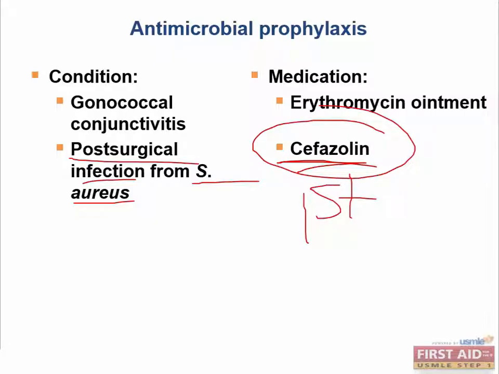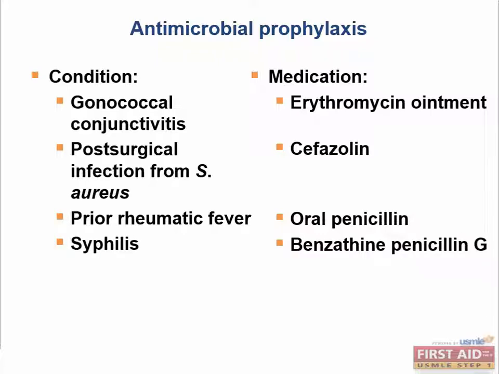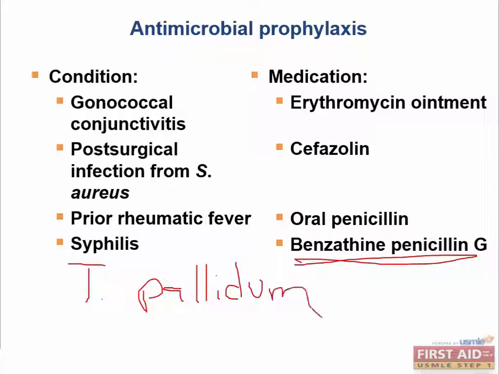Very good. And finally, penicillin G can be given to prevent rheumatic fever in order to prevent another episode of strep pharyngitis. And finally, one more, penicillin G can be given to prevent syphilis in susceptible patients. Do you remember what bacteria causes syphilis? Remember, it's a spirochete, Treponema pallidum. Very good. So now we've discussed some medications that are used as prophylaxis to prevent individuals from getting these certain conditions.